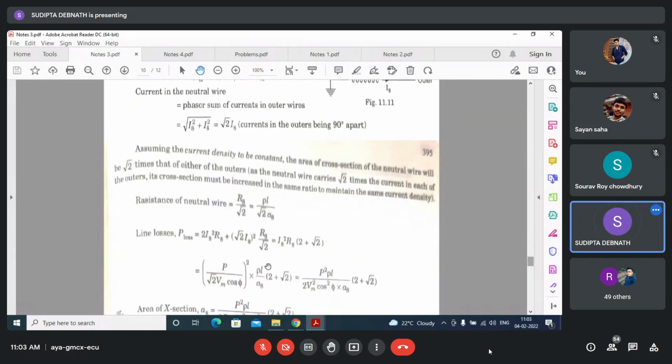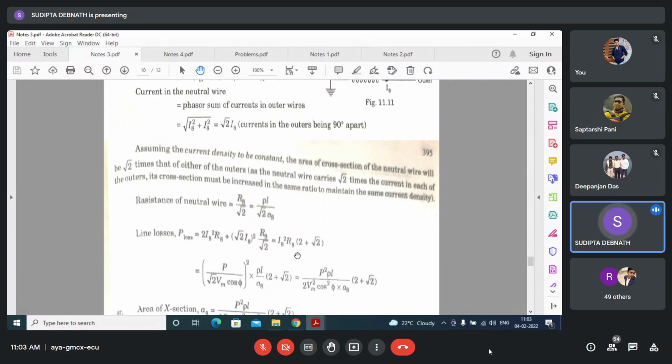I am considering RN to be the resistance of the neutral conductor. So it is written like this: 2 into I8 square R8 plus √2 I8 square into R8 by √2, because R8 by √2 is the resistance of the neutral wire. This step is clear? Yes, ma'am. Other things you can easily write down.